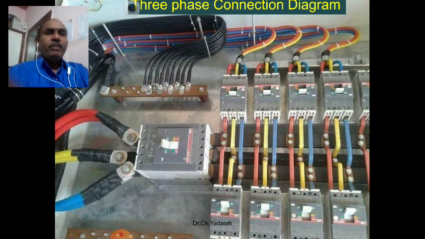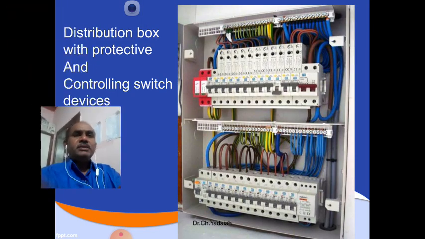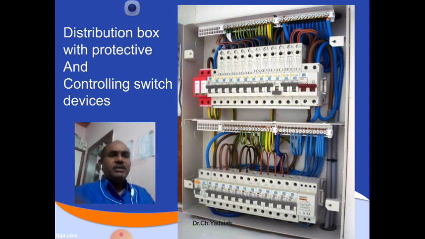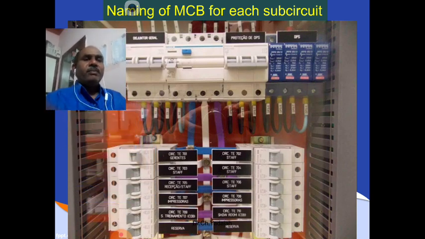Now here is another thing, the distribution box with the protective and controlling switch devices. Generally you can observe this one, and this is also another one. You can observe what is happening here. It has a number of MCBs. Which MCB is for which room? That confusion can be avoided by sticking nameplates.